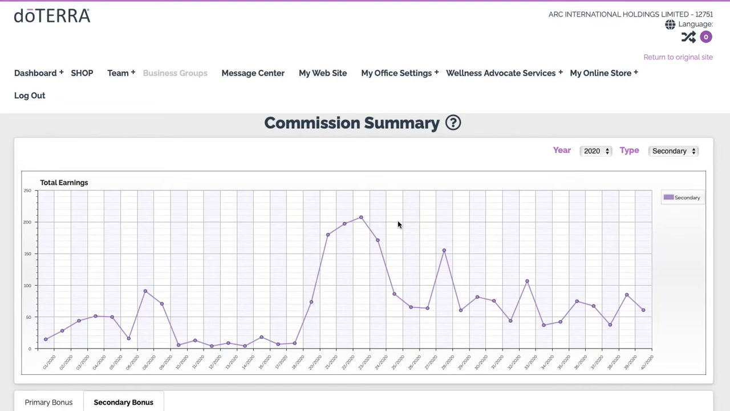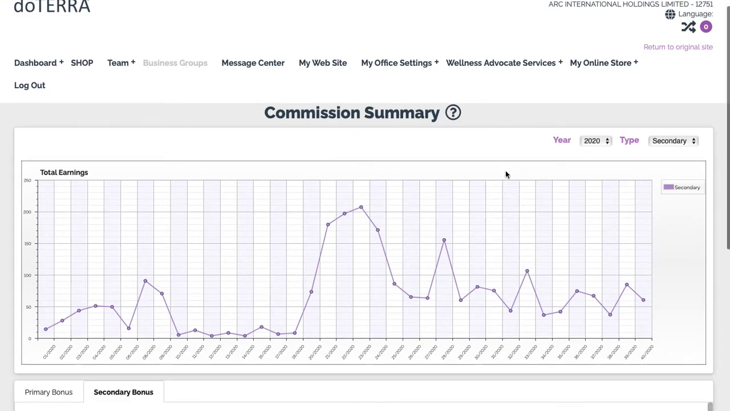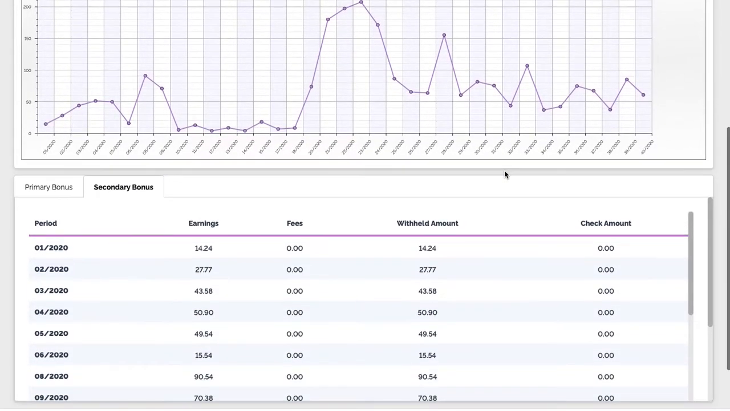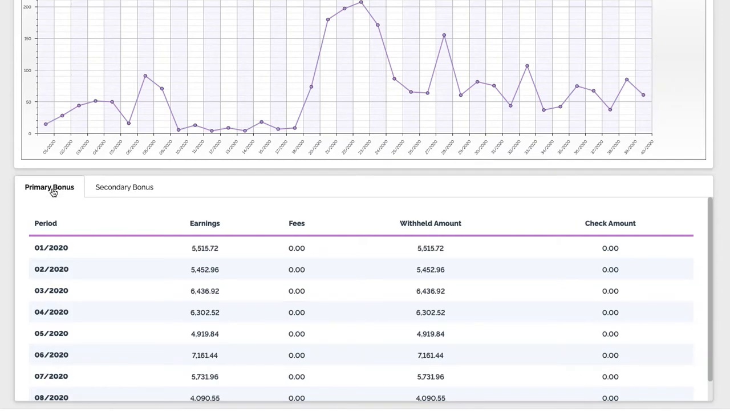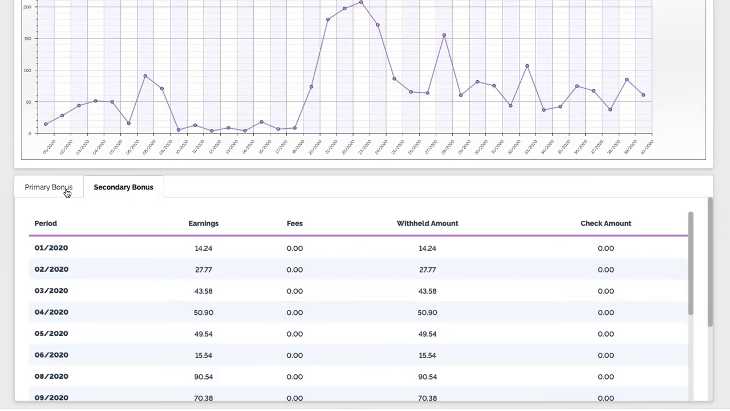You can see we've had a lot of growth at the first of the year, and that's starting to tail off. Why does that happen? Because fast start bonus starts big when active recruiting is happening, and then the money transitions to our unilevel. So just look at that and how it comes through. I can then come down here and see the detail of my primary bonus or my secondary bonus. Let's look at the primary bonus first.